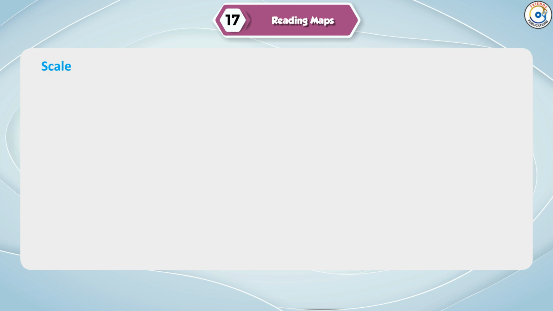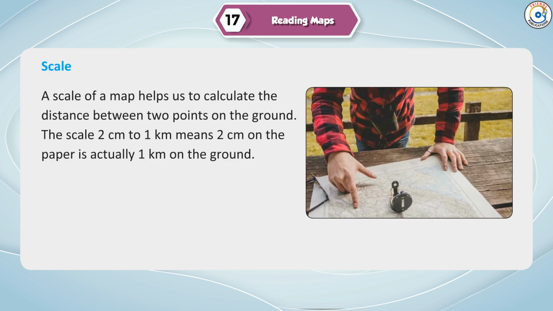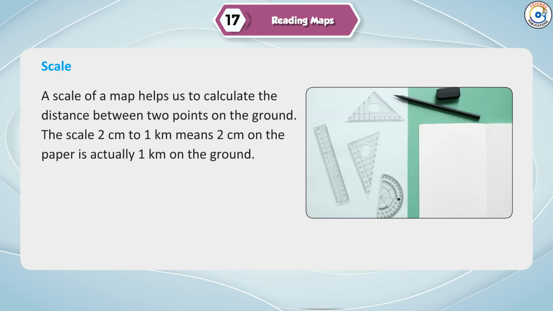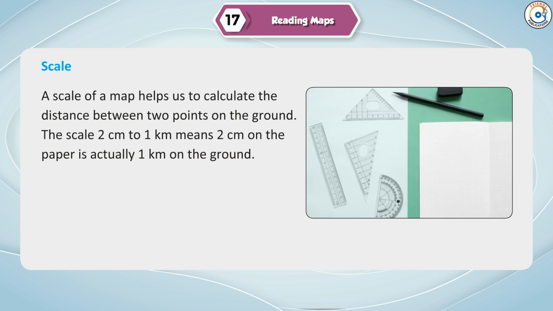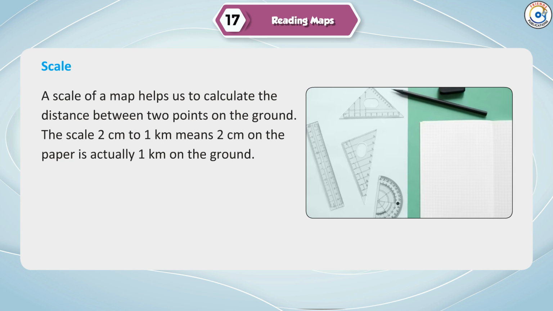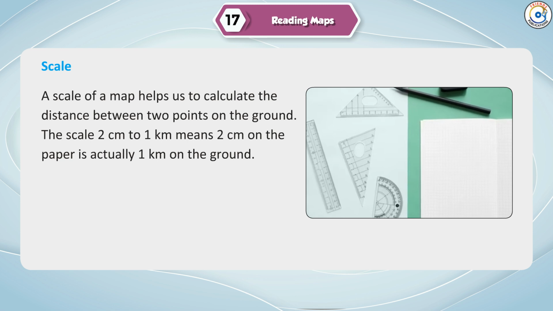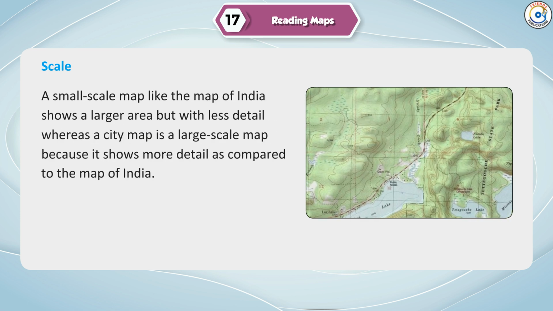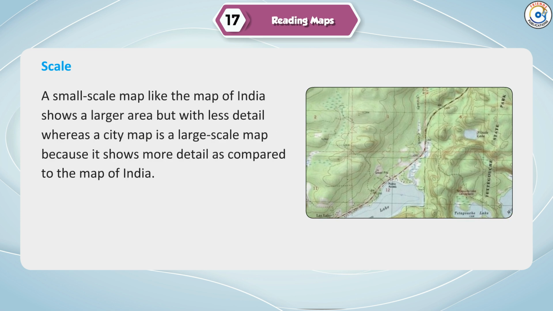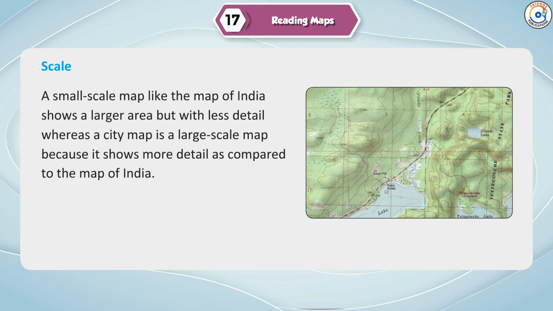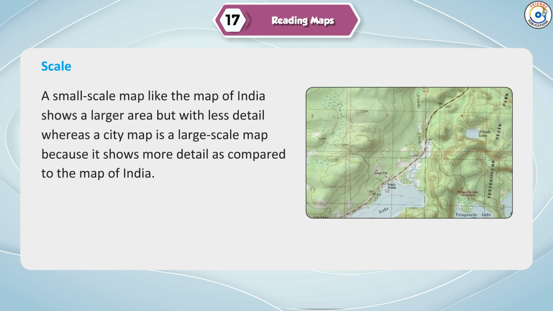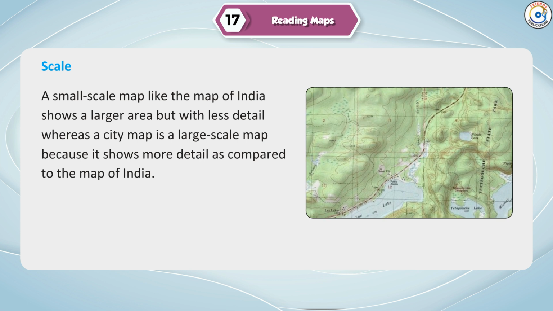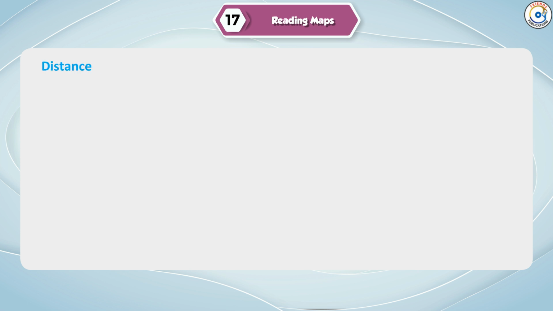Key. Scale. A scale of a map helps us to calculate the distance between 2 points on the ground. The scale 2 cm to 1 km means 2 cm on the paper is actually 1 km on the ground. A small scale map like the map of India shows a larger area but with less detail, whereas a city map is a large scale map because it shows more detail as compared to the map of India.